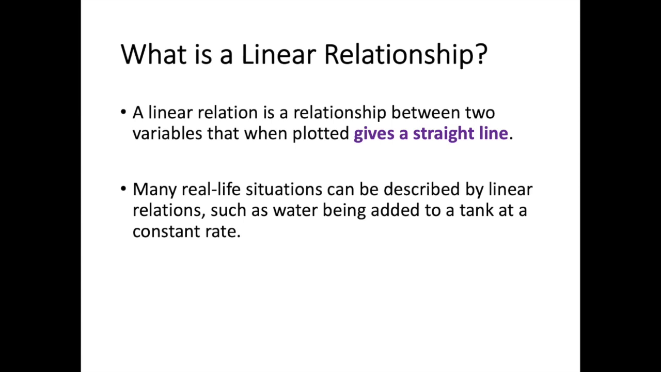We will see linear relationships in many real-life situations. An example of a real-life situation is water being added to a tank at a constant rate. If we were to graph the level of water in that tank, we would see a linear relationship being formed, because there's a constant amount of water going into that tank every minute or every second, depending on what we are measuring. So let's have a look at some examples of linear relationships and non-linear relationships from Cartesian planes.